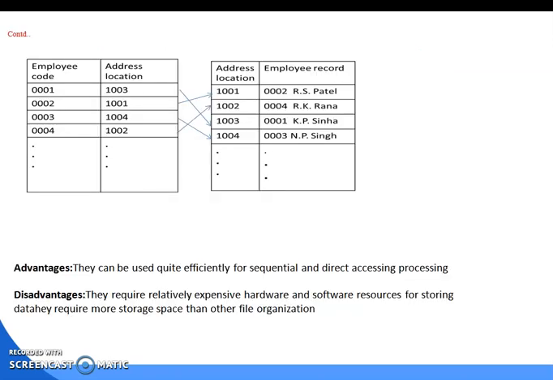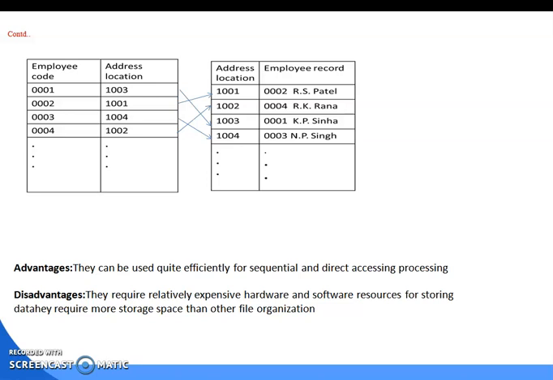Here is an example of the index sequential method. The employee codes 01, 02, 03, 04 have address locations 1003, 1001, 1004, 1002. That means the details of employee code 01 are stored in location 1003, KP Sinha; 02 at location 1001, RS Patel; 03 at location 1004, NP Singh. These index numbers are generated using a mathematical hash function.